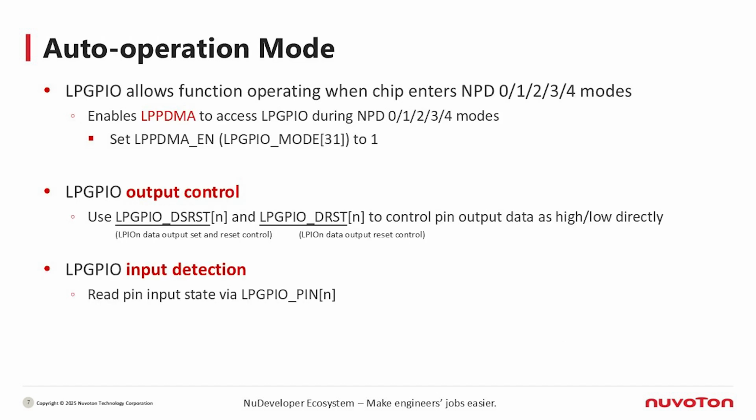Finally, let's introduce how the low-power GPIO operates when the system enters normal power down 0 to 4 modes. In these modes, the auto operation mode is supported. Users can enable the low power PDMA, which is the LPPDMA function, allowing it to access the LPGPIO and transfer data on the low power GPIO bus.